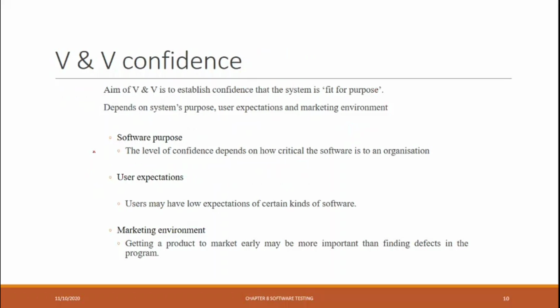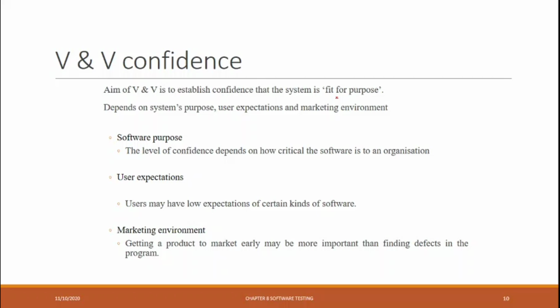That's validation and verification. So the main aim, as I said in the beginning, verification and validation we call V and V. And the aim of V and V is to establish confidence that the system is fit for purpose. So you have designed a product, then you have to check whether it is ready to deliver to the customer, that it is fit for what purpose it has been designed. That is the main aim of verification and validation.